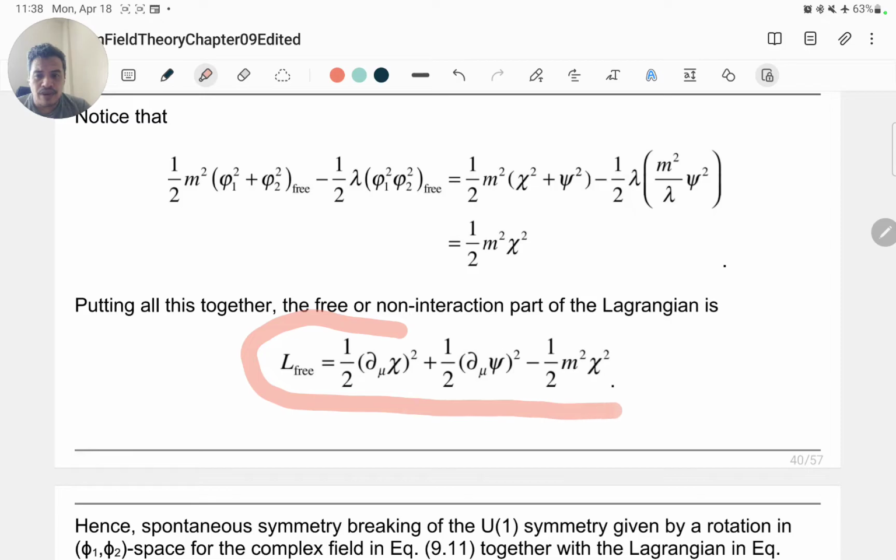This is just the free and non-interaction part of the Lagrangian. As you can see from there, you have a chi field which is fluctuating at a non-zero minimum, has a mass there, has a mass term. However, your psi doesn't have mass.